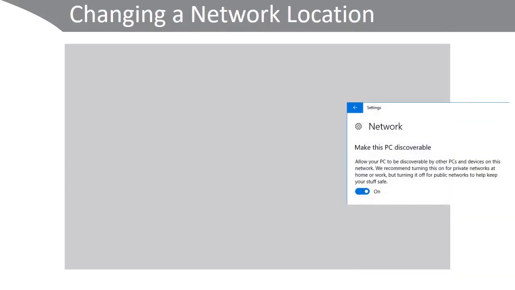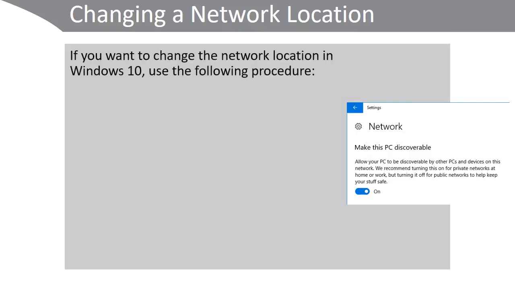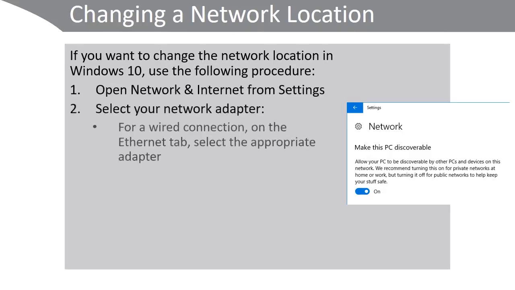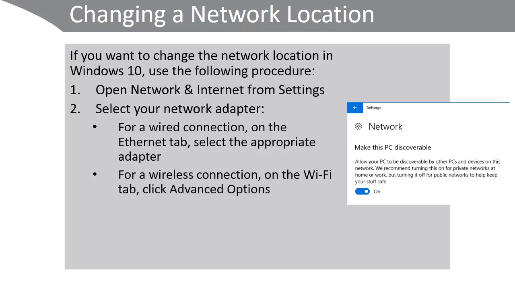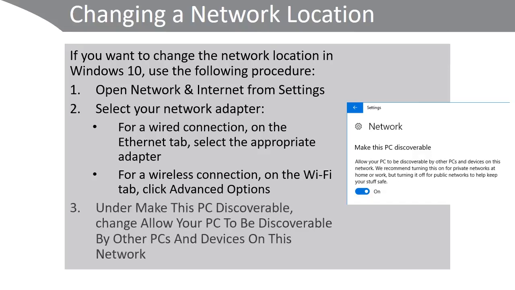You can change the network location settings by going into Settings and choosing make this PC discoverable. Open Network and Internet from the Settings app. Select your network adapter. For a wired network connection, use the Ethernet tab and select the appropriate network adapter. For a wireless connection, on the Wi-Fi tab, click Advanced Options. Then under Make this PC discoverable, which you can see in the graphic, change Allow your PC to be discoverable by other PCs and devices on this network.